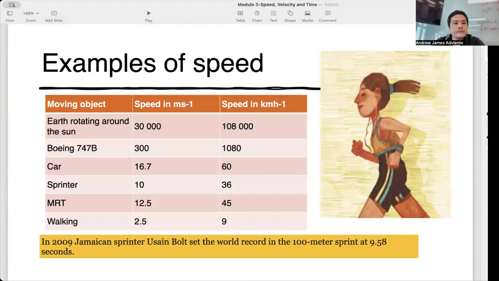Let's use Usain Bolt, one of the fastest runners on Earth. In real life, in 2019, he ran 100 meters in 9.58 seconds. This illustrates how speed can be measured in sports and helps us appreciate how fast elite athletes move compared to ordinary human motion.